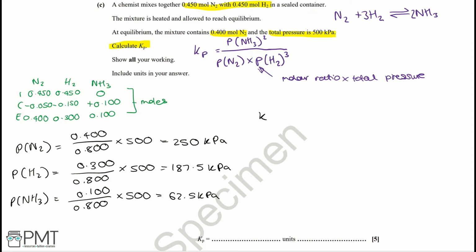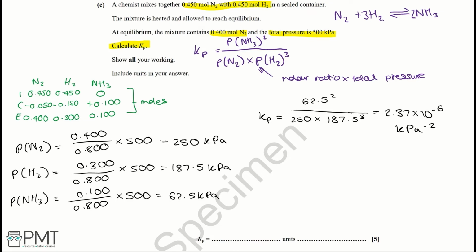So finally, working out Kp, we're going to plug these numbers into our expression for Kp. So that is 62.5 squared divided by 250 multiplied by 187.5 cubed, which gives us 2.37 times 10 to the minus 6 kilopascals to the minus 2.